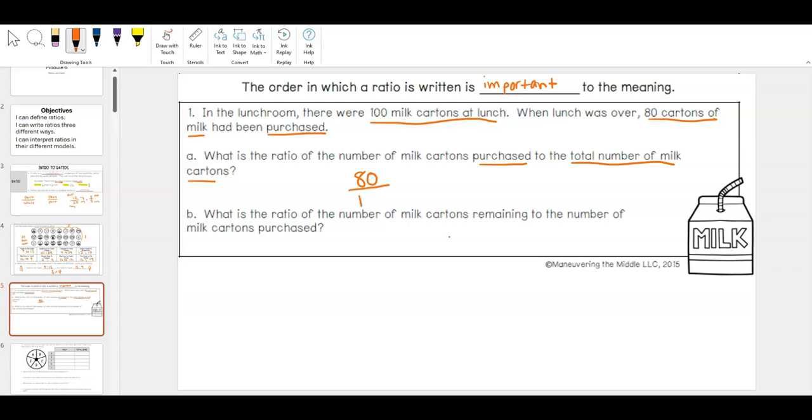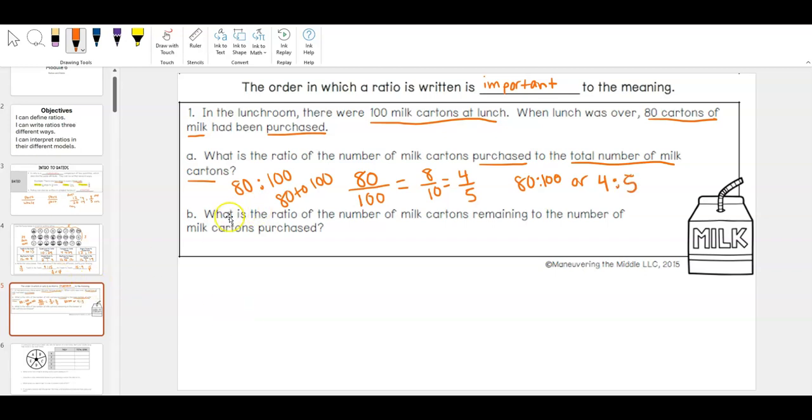So I'm going to write it as a fraction so that we can simplify, because if you remember, ratios can be simplified. So it would be 80 to 100, or 80 colon 100, or 80 with the word "to" 100. And then if I simplify this, I would get 8 over 10. And if I simplify it even more, I would get 4 over 5. Okay, so my ratio is 80 to 100, or 4 to 5.